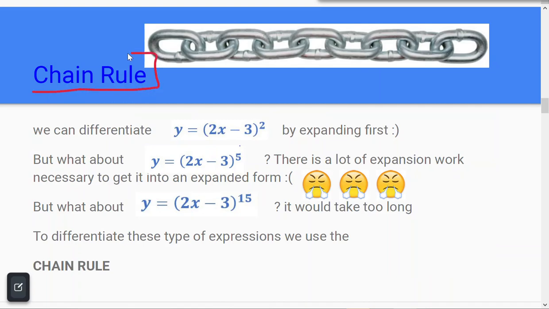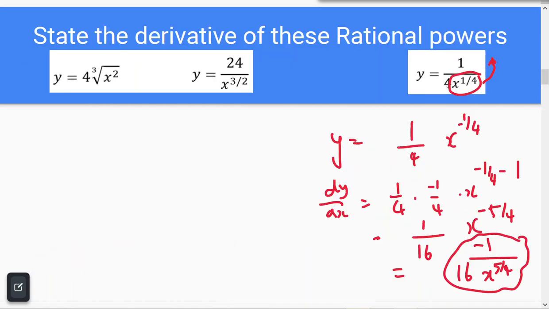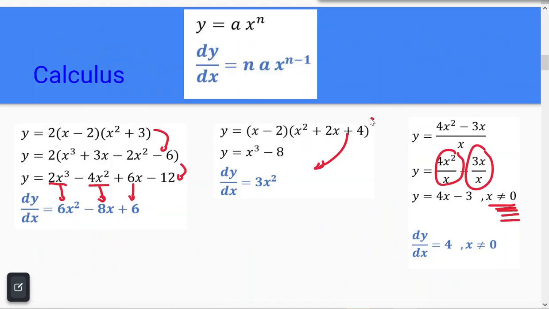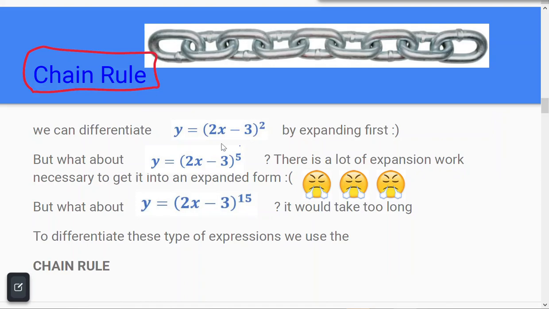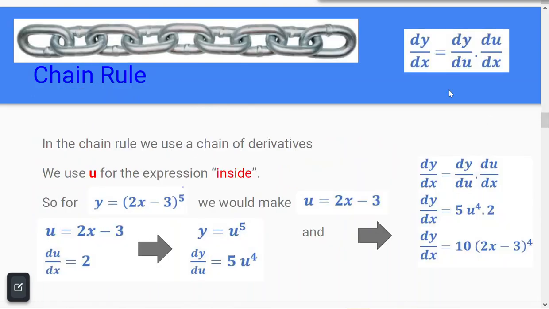The chain rule is used when the expansions that we did up here become too cumbersome and difficult and too many steps. So I could expand y equals this squared quite comfortably, but coming to the power of 5 or coming to the power of 15 is really making it a lot of work. So the chain rule is going to come in handy.